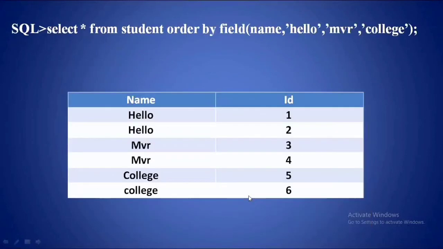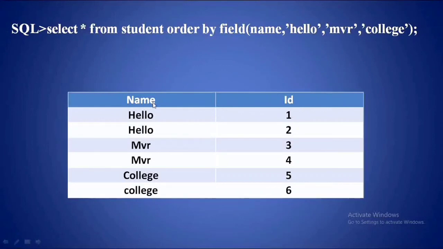Okay. Next, performing the field function. The command is select star from student1 order by field of name, comma, hello, comma, MVR, comma, college. That means this command is used to display the student names in order. Which order? First hello, next MVR, next college. This order follows in the student1 table.